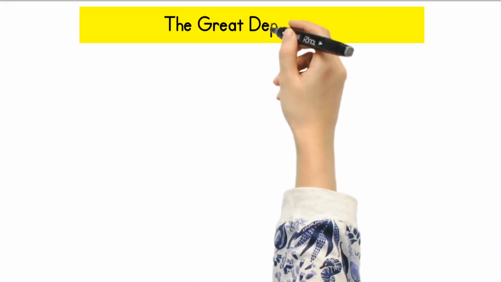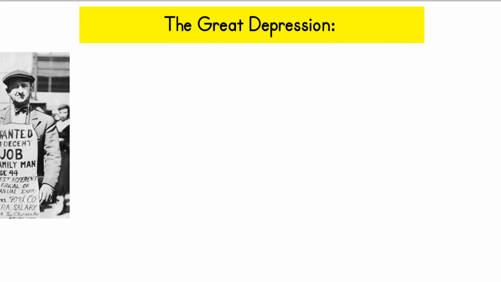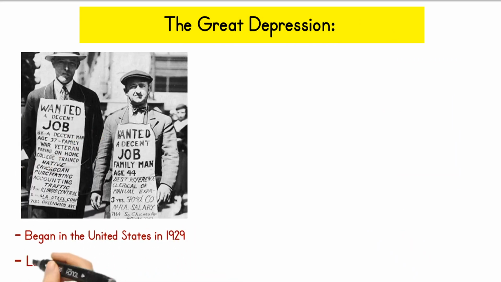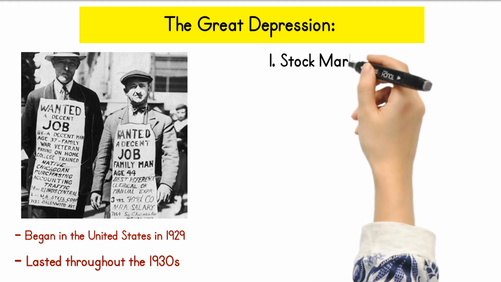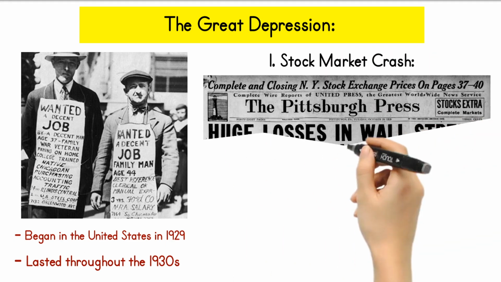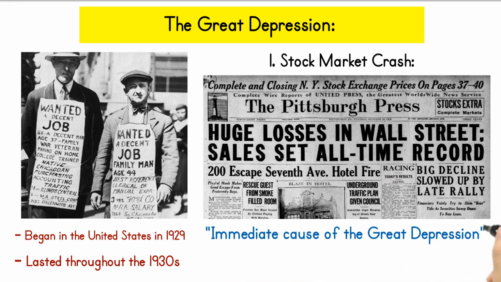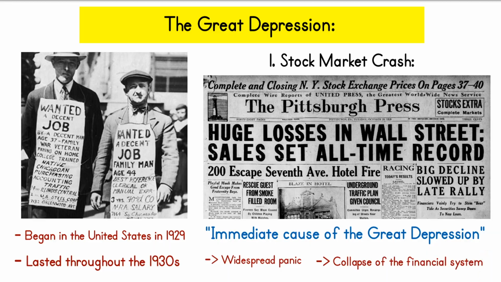The Great Depression. The Great Depression was a severe economic crisis that began in the United States in 1929 and lasted throughout the 1930s. The causes of the Great Depression included the stock market crash. The stock market crash of 1929 is often cited as the immediate cause of the Great Depression, as it led to widespread panic and the collapse of the financial system.